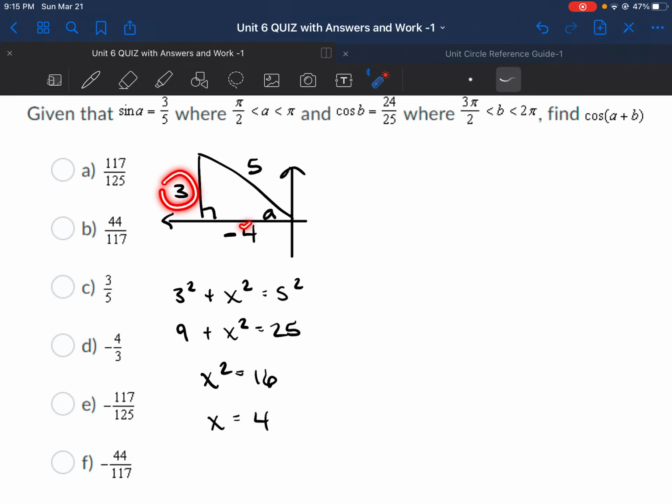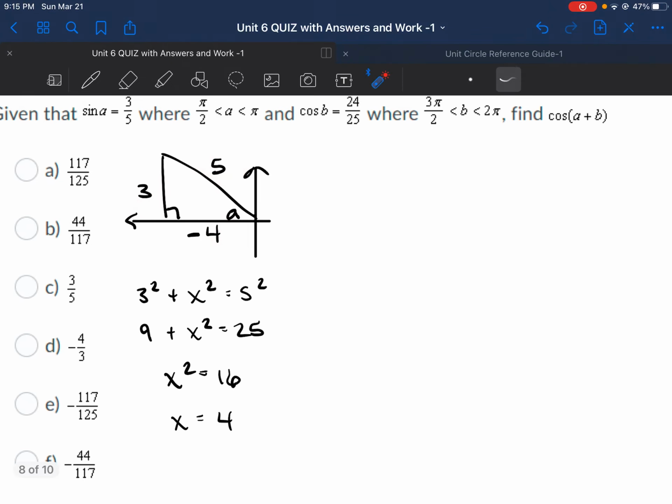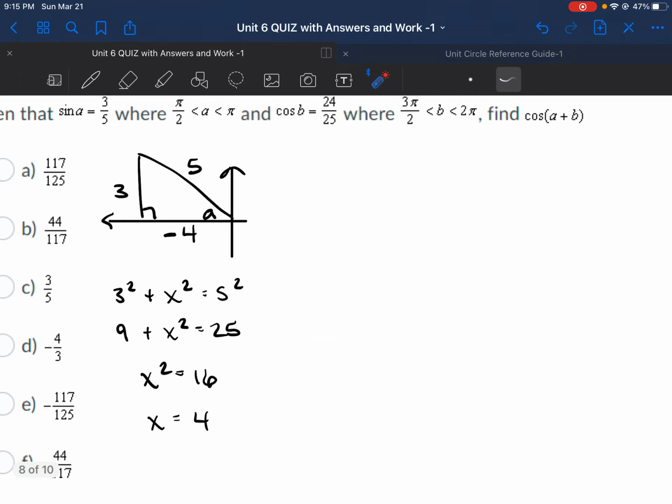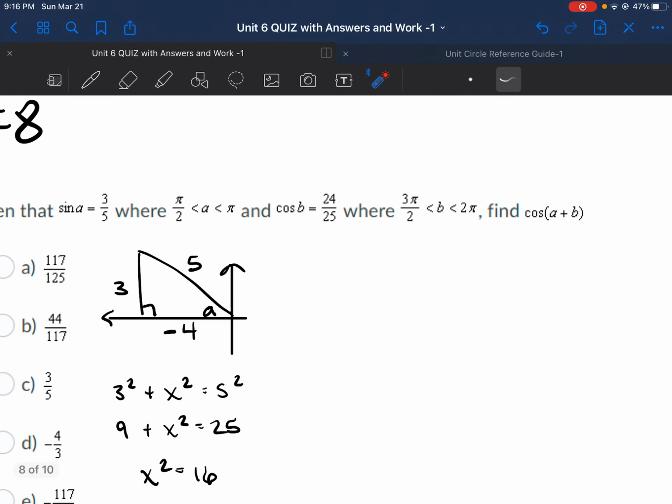By the way, 3, 4, and 5, that's a Pythagorean triple. That's a good one to memorize. So we know that, but again, we know this is a negative 4 because it's on the negative side of the x-axis. And just for documentation purposes, let's go ahead and put this as quadrant 2.